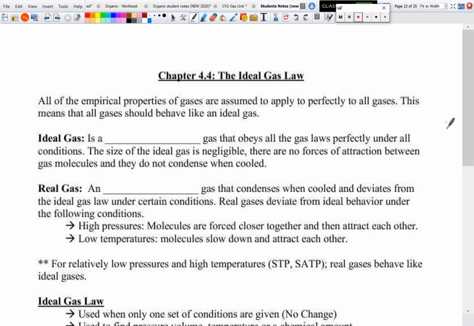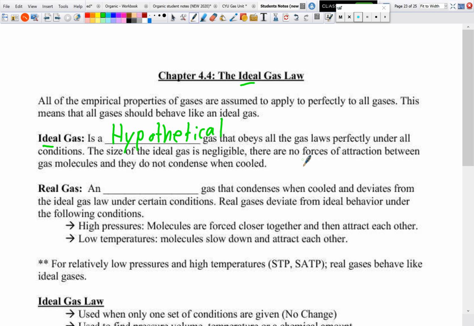Welcome back. So today we are going to be doing our last lesson in the gas unit, and that is on the ideal gas law. So where we do have the ideal gas law, we had to figure out what an ideal gas is. So an ideal gas is just a hypothetical gas that obeys all the laws perfectly under all conditions.